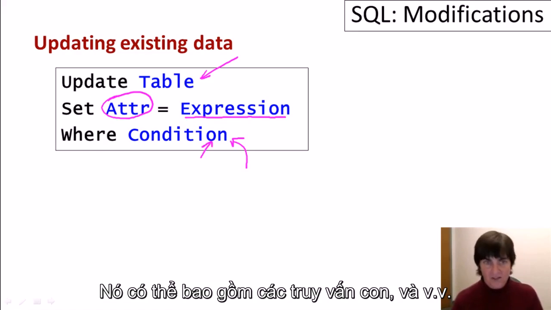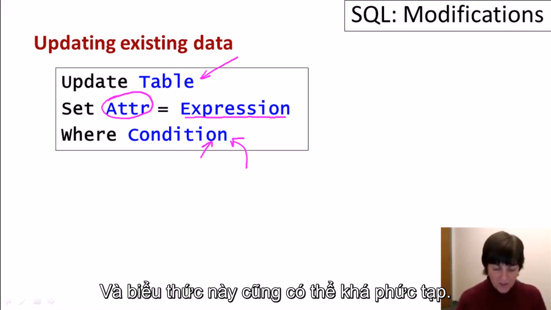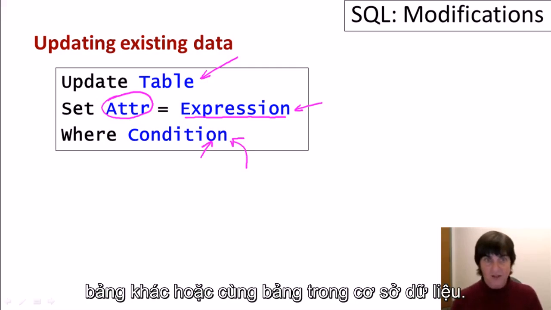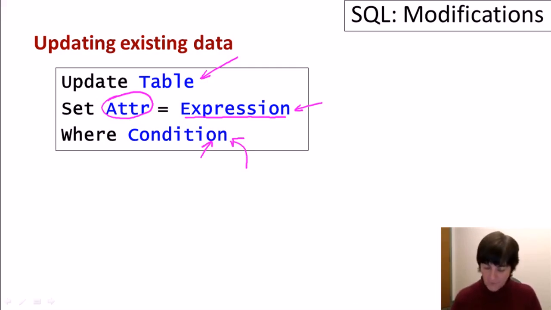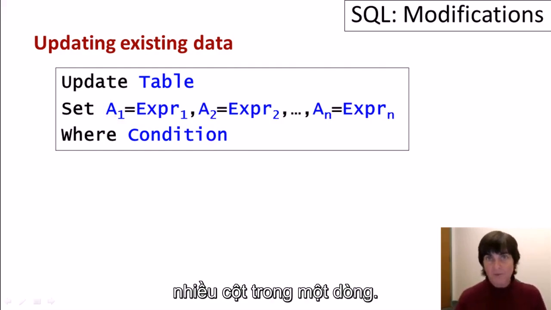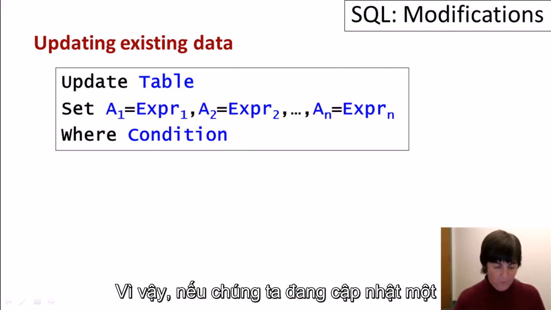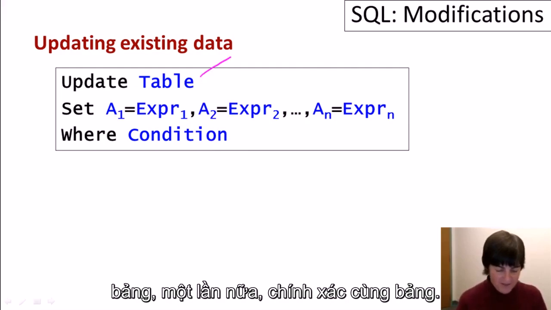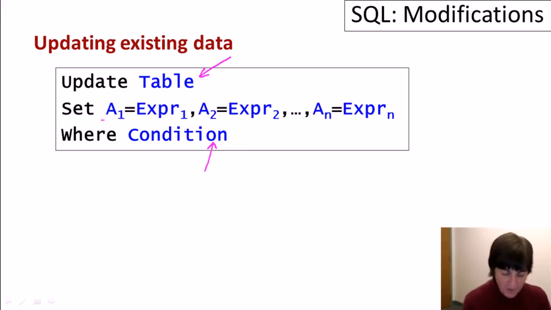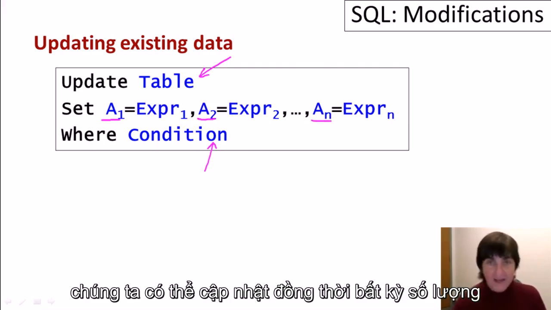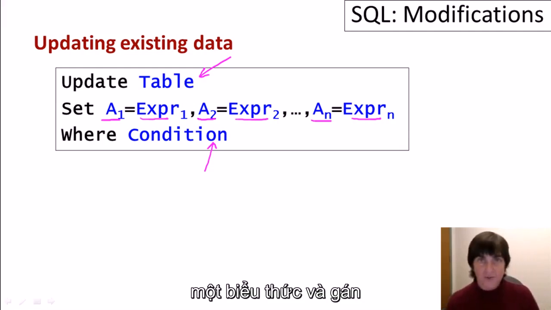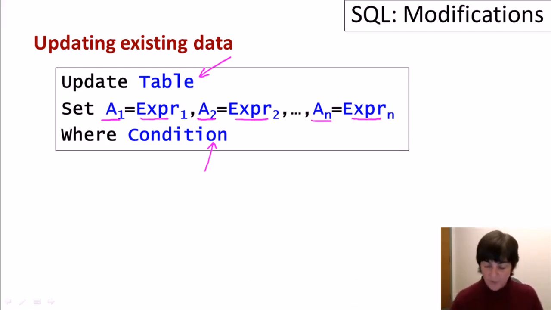It can have subqueries and so on. And this expression can also be quite complicated. It can involve queries over other tables or the same table in the database. Finally, I wanted to mention that we can actually update multiple attributes in a tuple. So if we're updating a table, again, a single table, a condition identifies the tuples to update, but now we could update simultaneously any number of attributes, each by evaluating an expression and assigning the result of that expression to the attribute.